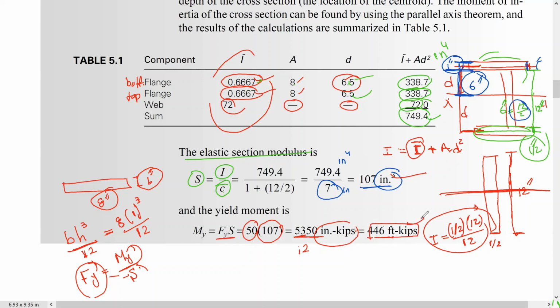So right now we calculated the elastic section modulus and the yield moment, and we will calculate the plastic section modulus Z and the plastic moment in the next step.